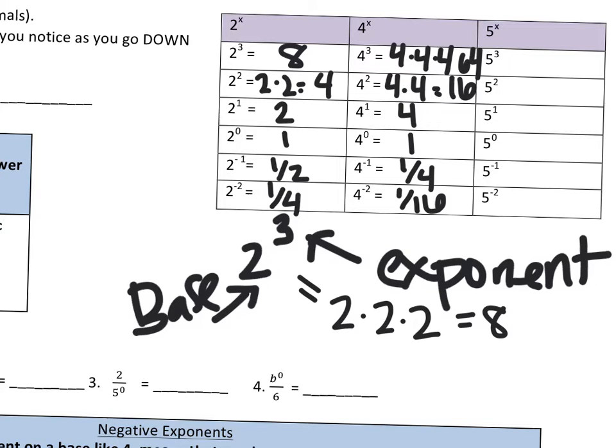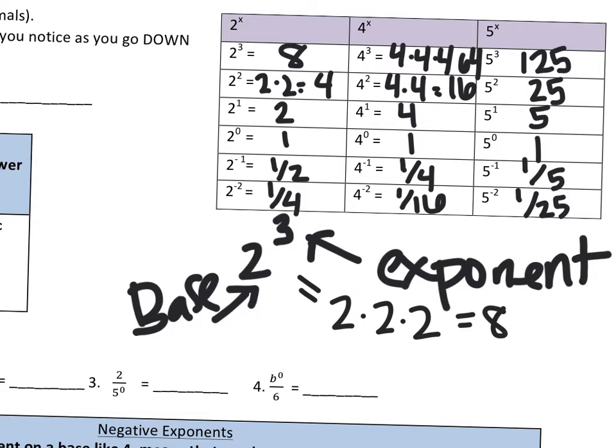So you would imagine then that as we move over to 5 to the power of 3, we'd have 5 times 5 times 5, which is 125. We'd have 25 for 5 squared, 5 for 5 to the first, 1 for 5 to the 0 power, 1/5 for 5 to the negative 1, and 1/25 for 5 to the negative 2. So each time we're dividing by 5. So notice that as you go down in exponent, you divide by your base over and over and over again.